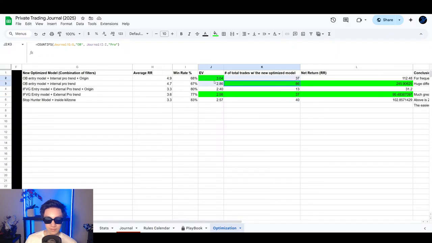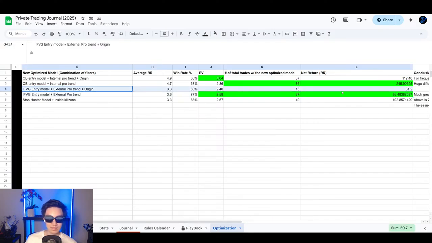but huge difference here. OB entry model plus internal pro trend, huge edge. Massive edge here. Net return is massive. 245 versus 100. It's more than double. So definitely something to keep in mind. And obviously this is trash. Why is this trash?